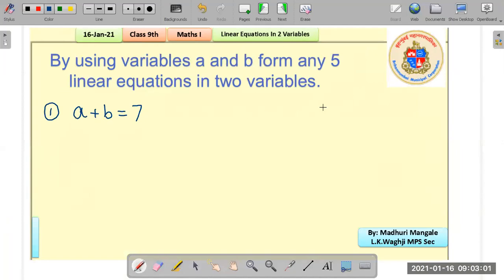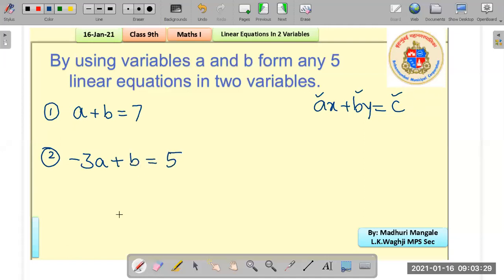Okay, the standard form goes like this: ax plus by equals to c, where a, b, c are any numbers. So we can put any number next to a and b. If I want to make one more equation, I can put any number next to a. Let's say minus 3a plus b equals to 5.